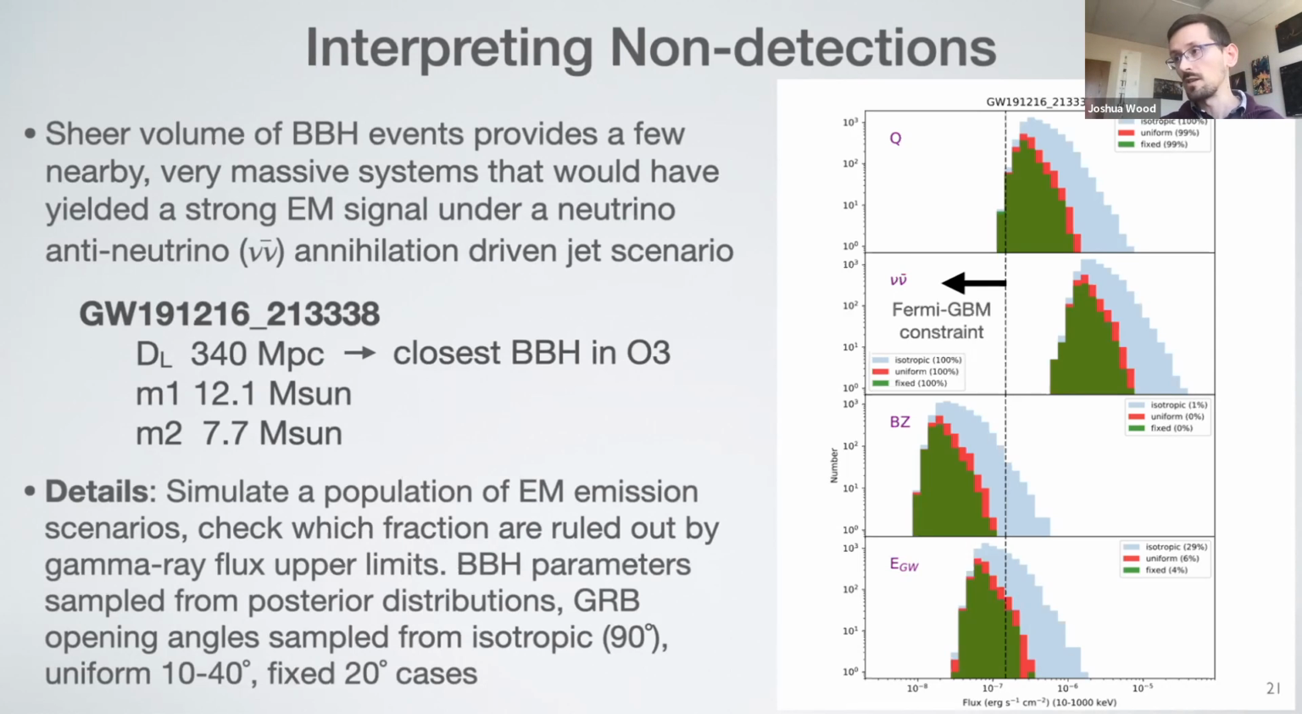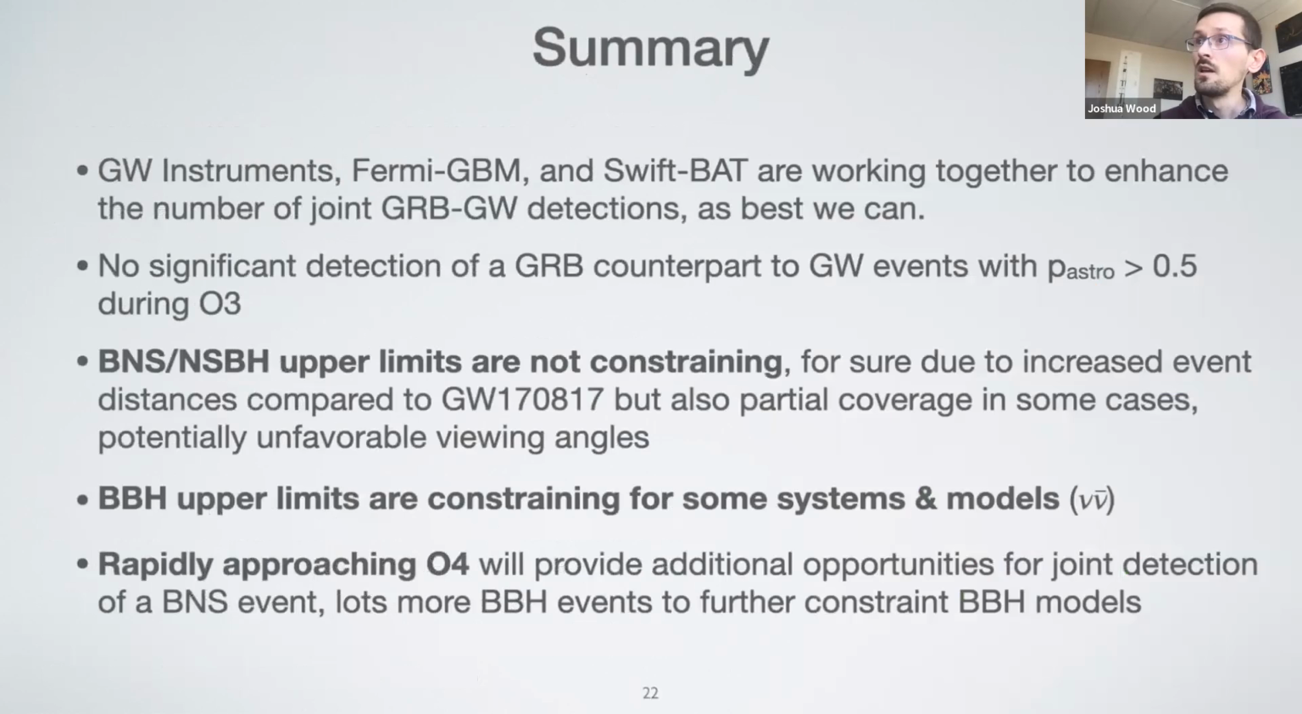Yeah, where these populations for the panels on the right are coming from, we essentially simulate the full population of possibilities for forming a gamma ray burst from the various measured parameters that we get from the posterior distributions of these binary black hole systems, plus assumptions about some jet opening angles there. Okay, cool. So that said, that brings me onto my summary here.